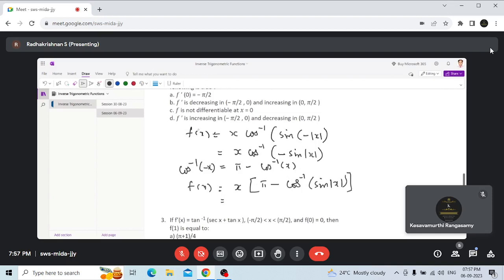B, sir. F dash is decreasing. You solve it. Okay. In this step here, let's go do a few steps. So this is sine of x bar. So this cos inverse, you have to convert it into sine inverse. So how can you do that? Cos inverse of something equals pi by 2 minus sine inverse of that quantity. Right? Because cos inverse of x plus sine inverse of x is pi by 2. So this cos inverse of this quantity can be written as pi by 2 minus sine inverse of the same quantity.